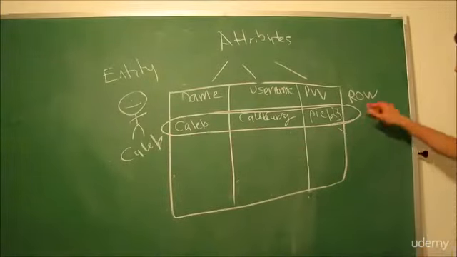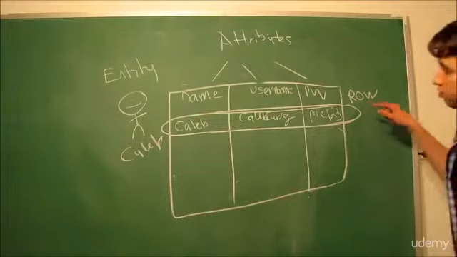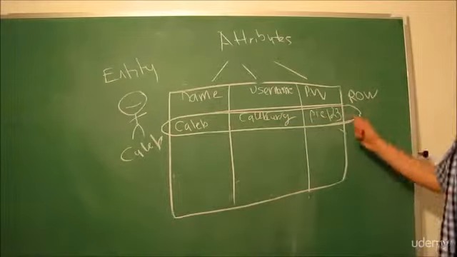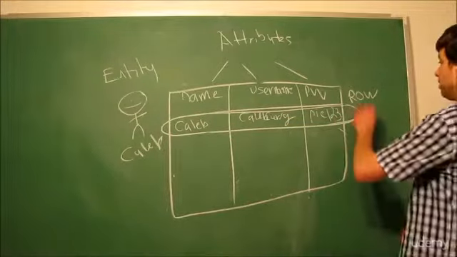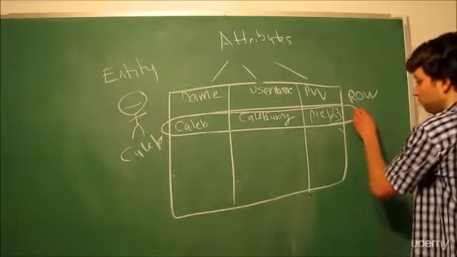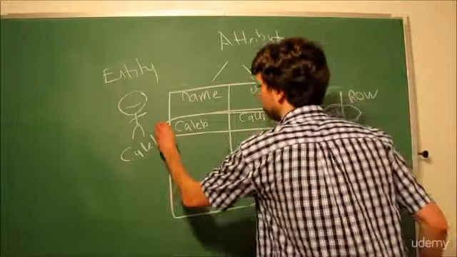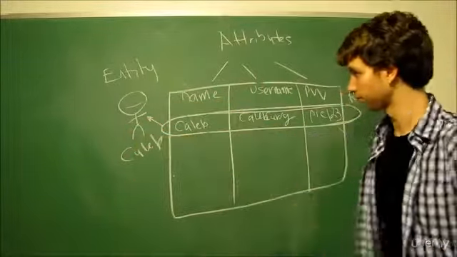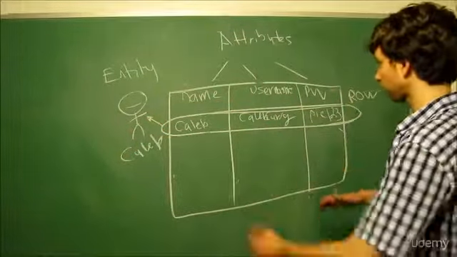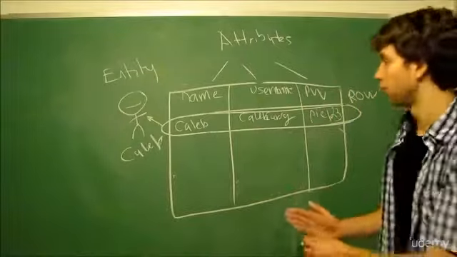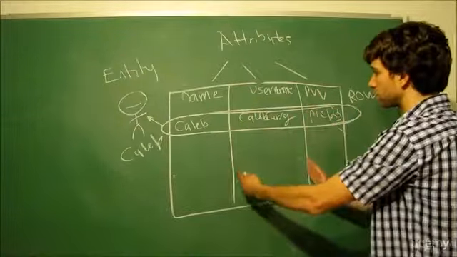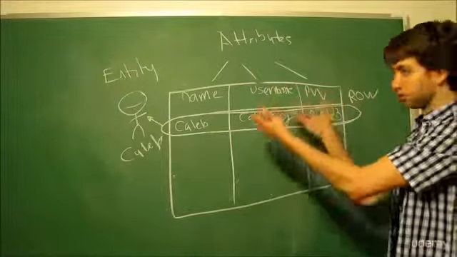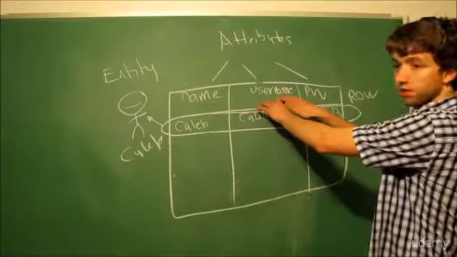So a row is all of the attribute values for a specific entity. This row points to that entity, that person. Pretty simple. A column is all of the values for a specific attribute type. So the attribute type is username.